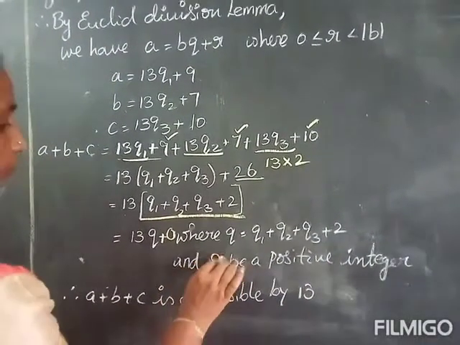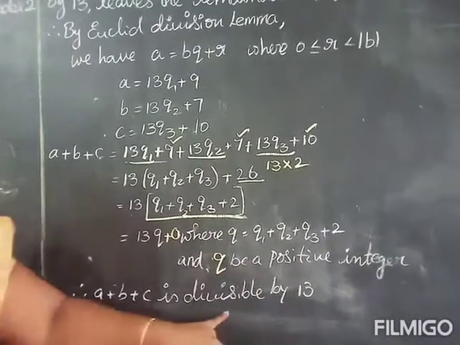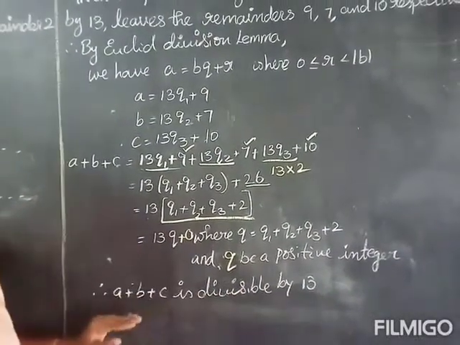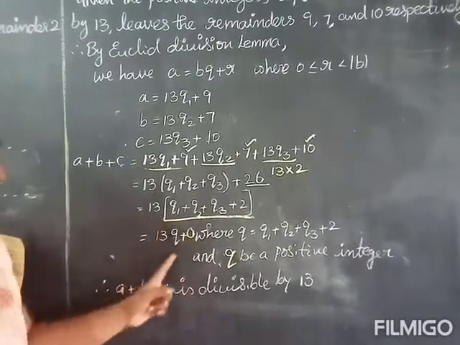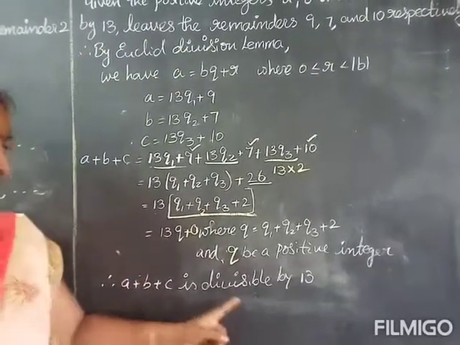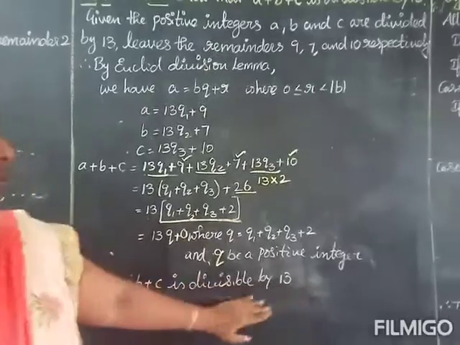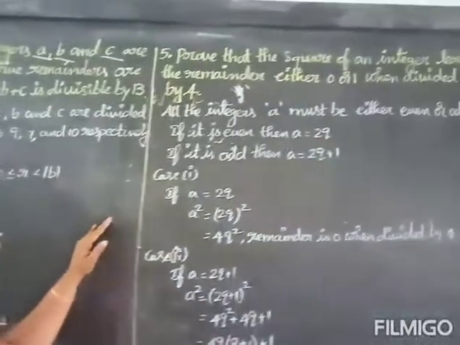Here q = q1 + q2 + q3 + 2, and q is a positive integer. Therefore, a plus b plus c is divisible by 13. How are we saying it is divisible by 13? Here we got the remainder as 0, so it is a multiple of 13. Therefore, a plus b plus c is divisible by 13. Okay, did you understand this? So, move on to the fifth one.